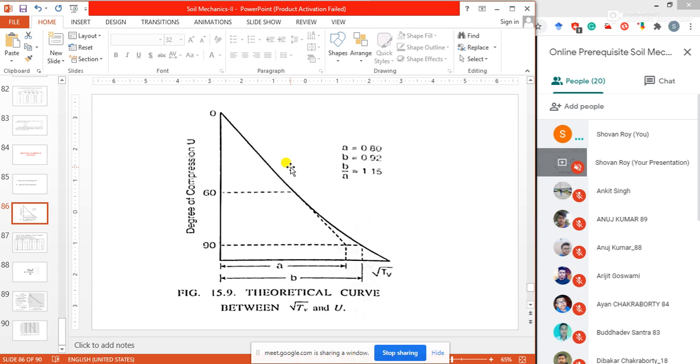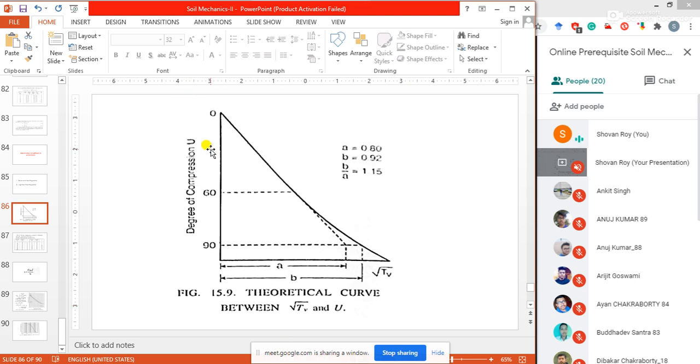In this figure, a theoretical characteristic curve between root over TV, that is time factor, and u, the degree of consolidation, has been shown. The curve is straight, as you can see, up to u equals 60%. And the abscissa at u equals 90% is equal to 1.15 times the abscissa at u equals 60%.